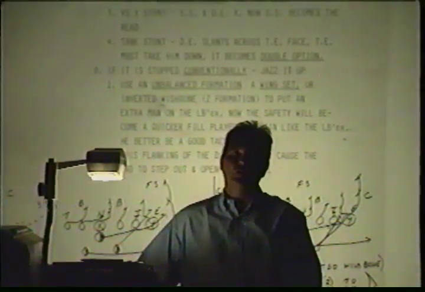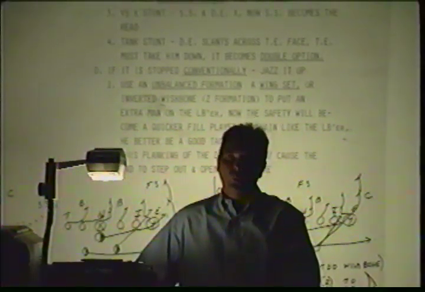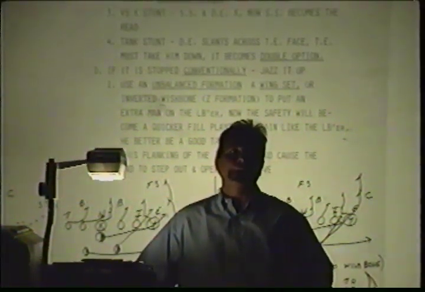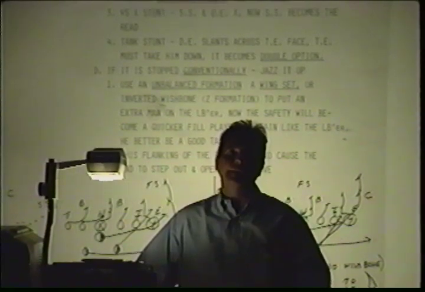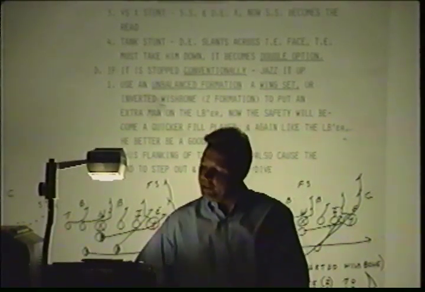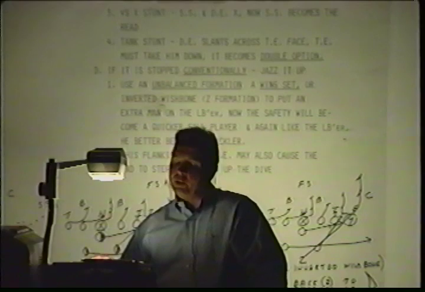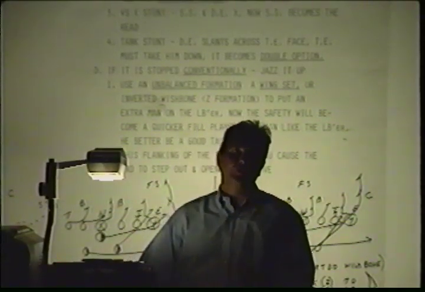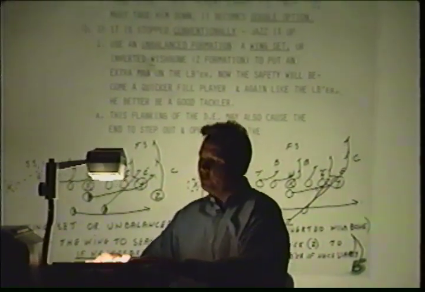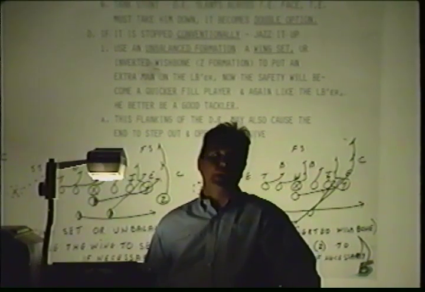You got to go to another formation to allow you to get the linebacker. The way the play can be stopped is if you can't get the linebacker and he can tackle your quarterback. But what we do is we go to an unbalanced formation. We put our Z receiver right outside our tight end, and we use him to seal the linebacker.